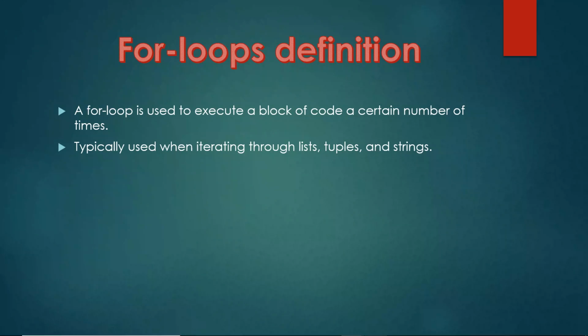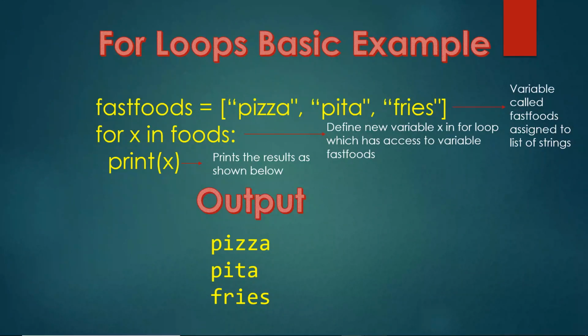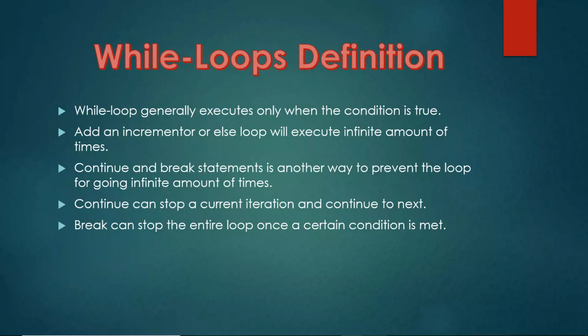Here we have a basic example of a for loop, and our variable that we define is called fast foods, which is assigned to a list of strings, which is pizza, pita, and fries. And below it, we have a for loop in which we define a new variable x, which has access to the variable fast foods by the word in. And then at last, we have a print statement which prints x, and the results are shown below, which is pizza, pita, and fries.